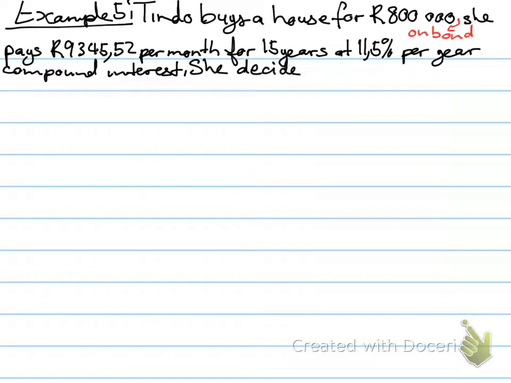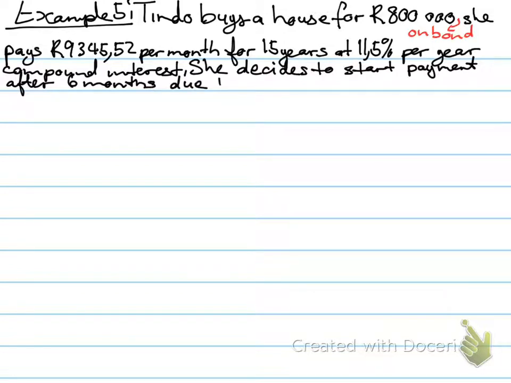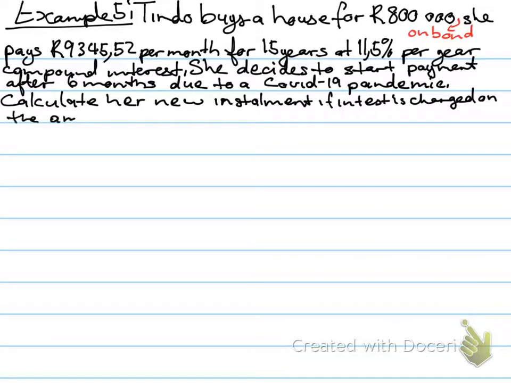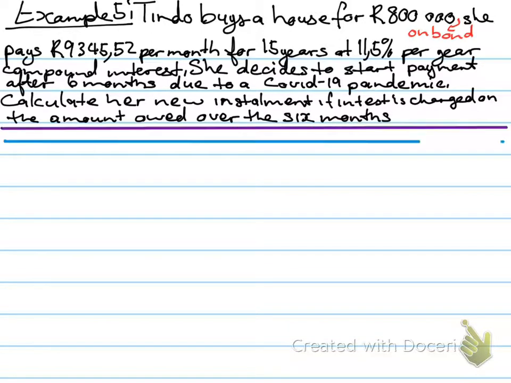Right. She decides to start paying after 6 months. So this is a deferred payment kind of an example. So for the first 6 months, she's going to be paying nothing. So payments will start in the 7th month. Let's do a timeline so that we have an idea of what is happening here. So calculate a new installment payment if interest is charged on the amount owed for the 6 months.